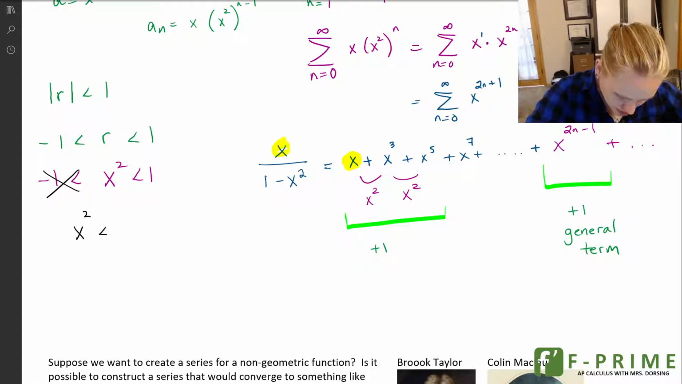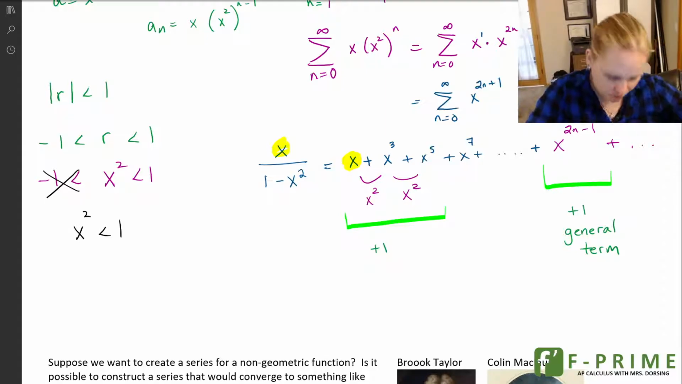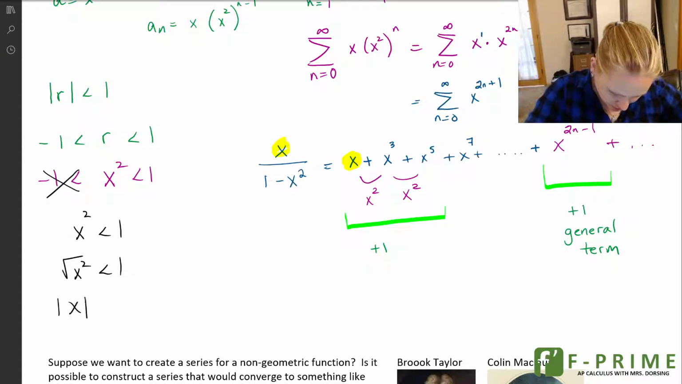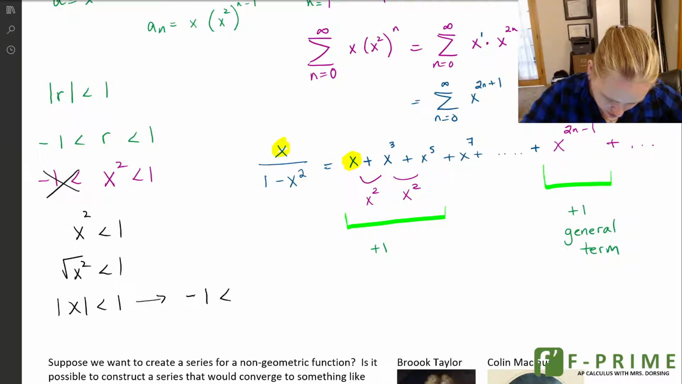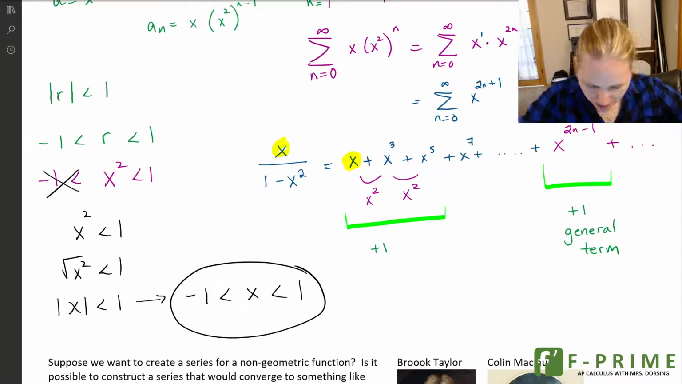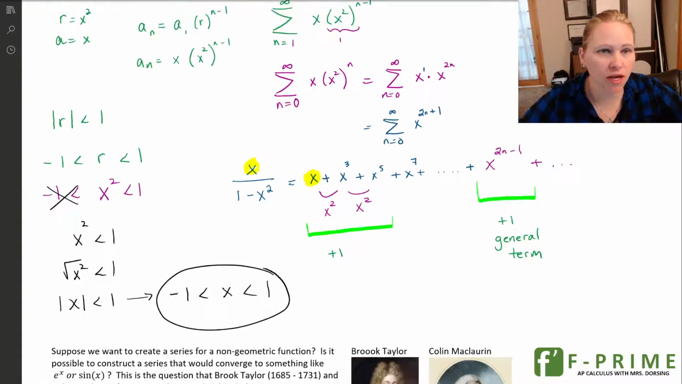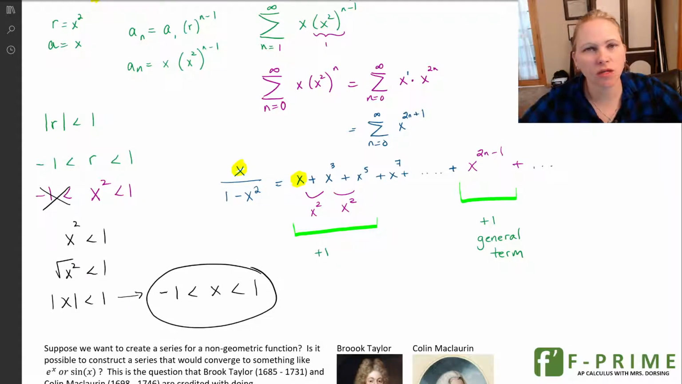x squared has to be less than 1, because here's what's going to happen. When I square root x squared, I get the absolute value of x. Anytime I have the absolute value of x less than 1, I'm just going to rewrite it like this, -1 to +1. So here's my interval of convergence. Anywhere between 1 and -1, this polynomial that I just wrote will line right up with that function. And if you were to go to Desmos and graph the two, you would see that they would line right up, just like what we did in our previous video.